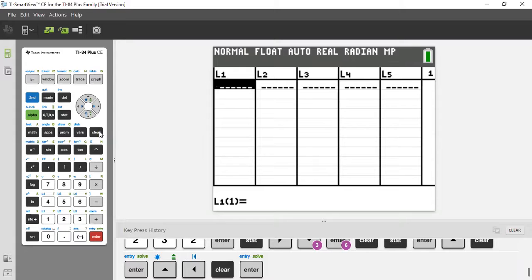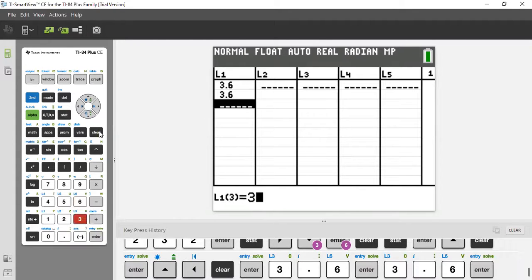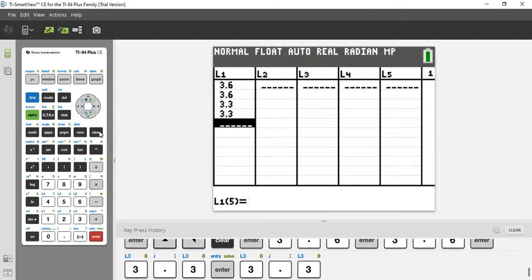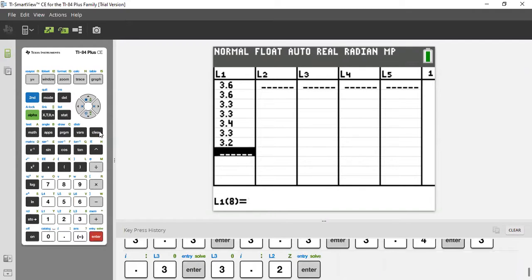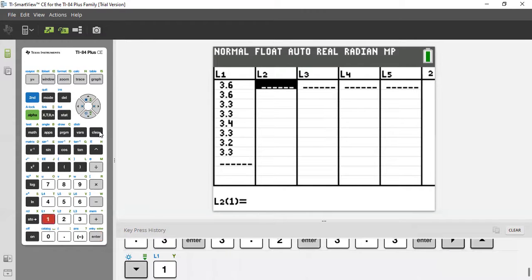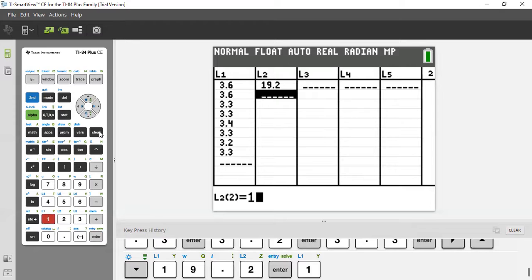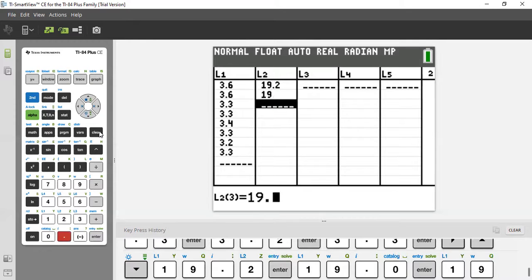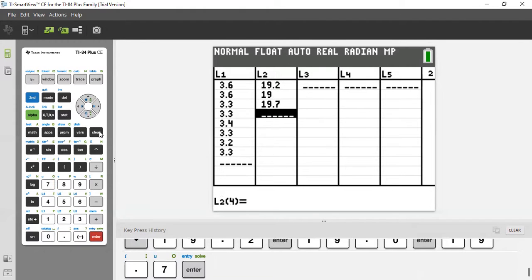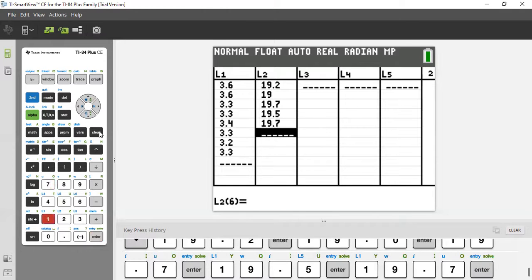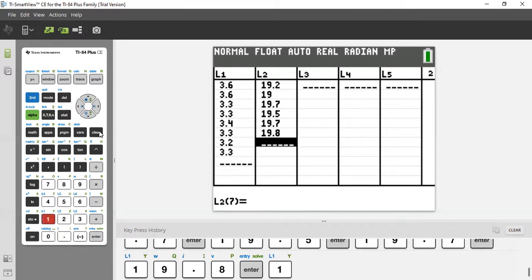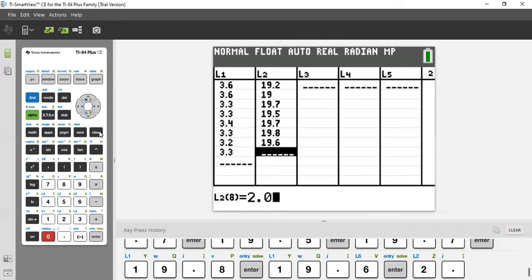And now I'm going to go put this data in. So we had 3.6, 3.3, 3.3, 3.4, 3.3, 3.2, and 3.3. And then over here, I've got 19.2, 19.0, 19.7, 19.5, 19.7, 19.8, 19.6, and 20.